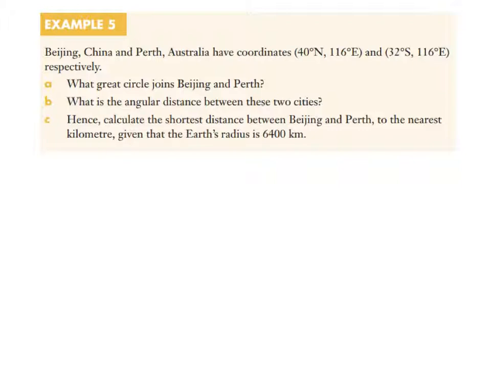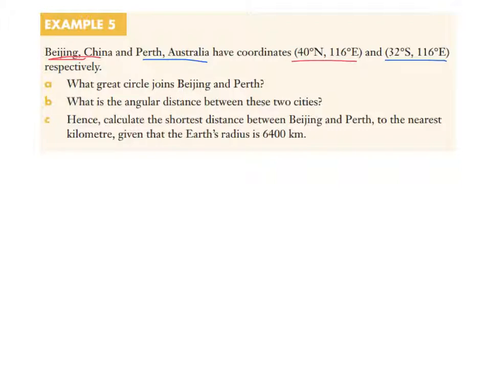Beijing, China and Perth, Australia have coordinates 40 degrees north, 116 degrees east, and 32 degrees south, 116 degrees east, respectively. And guys, just in case you weren't sure, respectively means that Beijing, China has this one, and in the same order that they were spoken, Perth has the second one. Okay, importantly, we need to look at this and this, they're the same thing. Now it's either a typo or it's actually important.